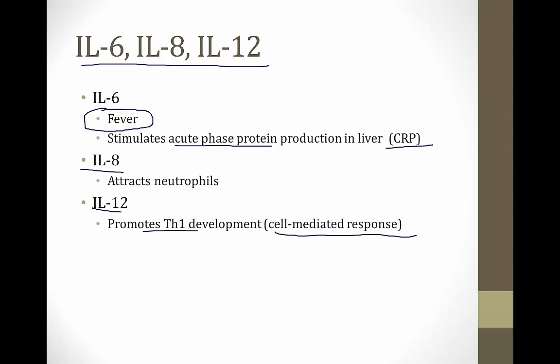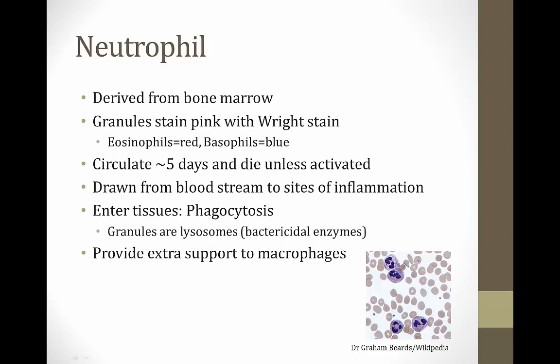And I talk in more detail about this in the module on T cells. The next element of the innate immune system is the neutrophil, and the easiest way to think about neutrophils is that they are the backup cells to macrophages. When macrophages encounter pathogens, they can call in neutrophils from the bloodstream for help.